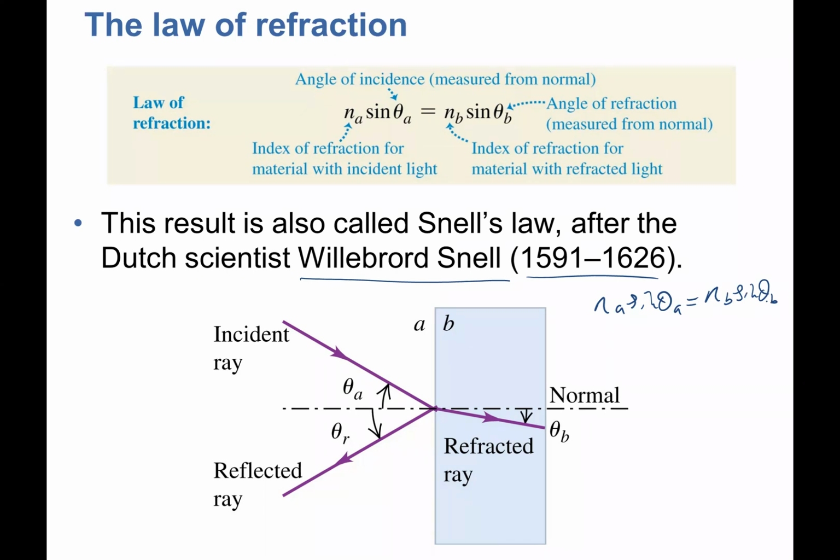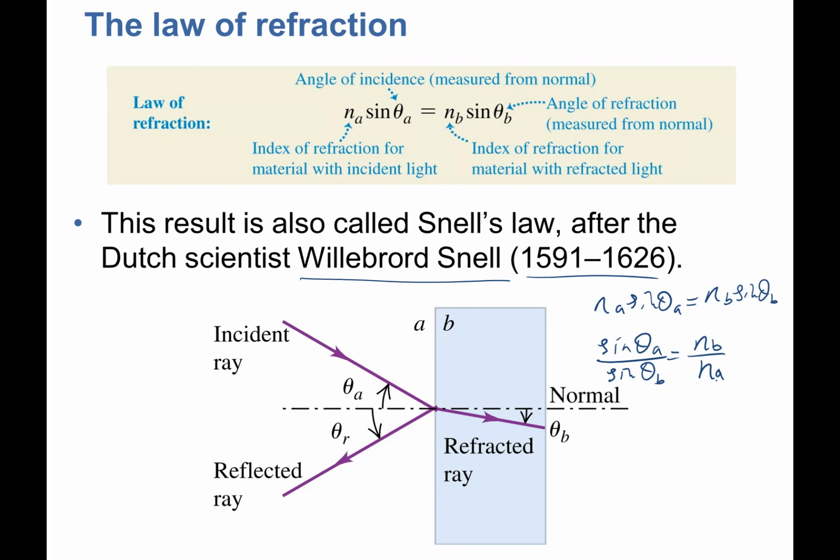That means he's not relating the index of refraction and the angles of incidence and refraction directly, but the sine of the angles, right? So if I rearrange, divide both sides by sine theta B, and then divide both sides by NA, I'm going to get this ratio. That means the ratio of the indices of refraction, NB over NA, is related to the ratio of the sines of the angles, sine of theta A over sine of theta B.